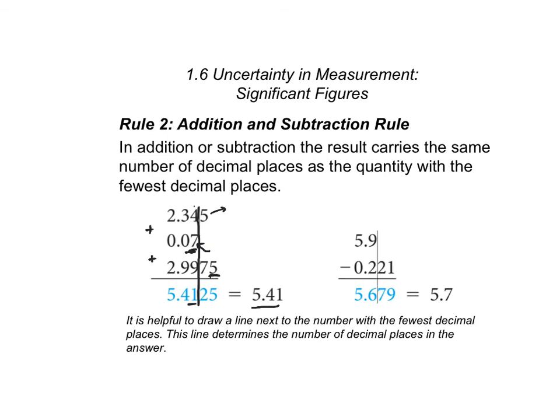Same thing for subtraction. I've got 5.9, which is reported to the tenths. I've got 0.221, which is reported to the hundredths. Because of this tenths place, I can only report my number to the tenths place, okay? Note what I do here right at the end. I have 5.679, and I have to report this to the tenths place. So what do I do?